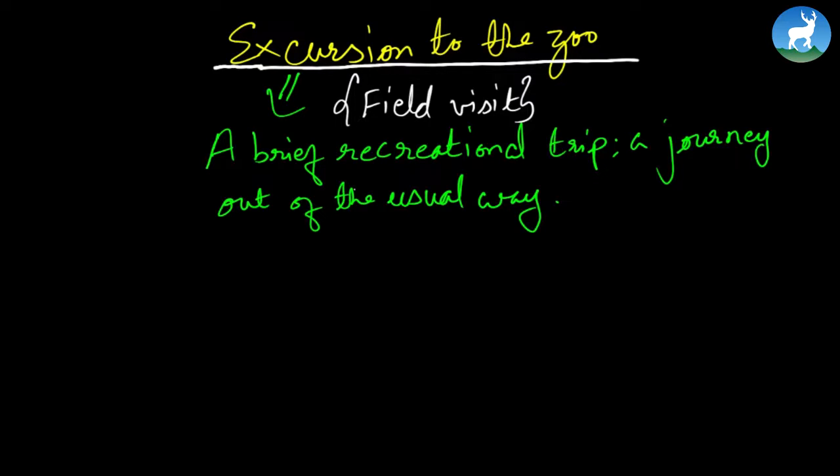Of course, schools don't take you out every day, okay? But whenever they do, you can call it an excursion. And this time the topic is excursion to the zoo, meaning certain students are being taken to the zoo. It's a field visit, and from there they are supposed to extract certain information, all right? So now let's move further to the chapter.